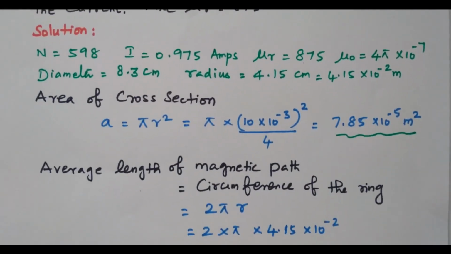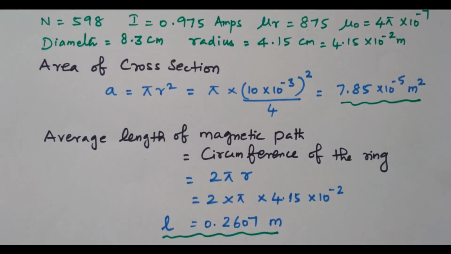First we will find the area of cross section. The radius is given, so area equal to pi r square, pi into 10 into 10 to the power minus 3 square divided by 4, that is equal to 7.85 into 10 to the power minus 5 meter square.